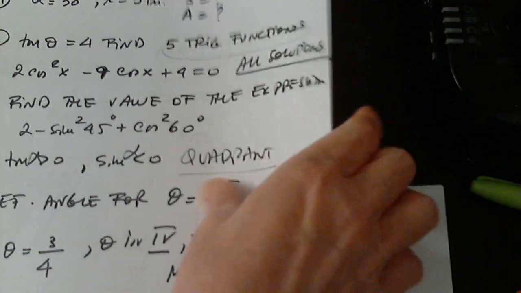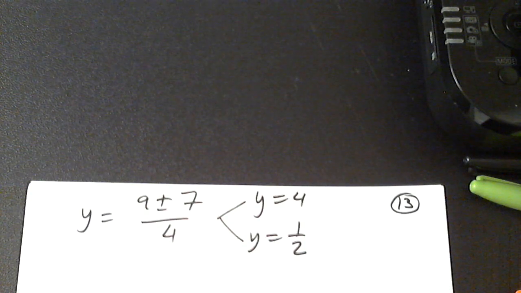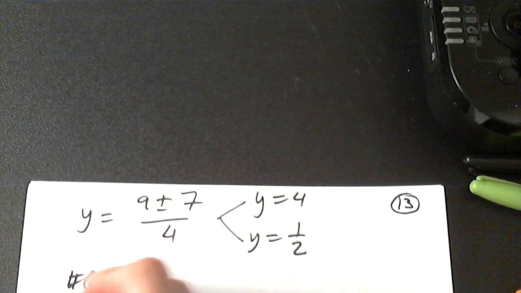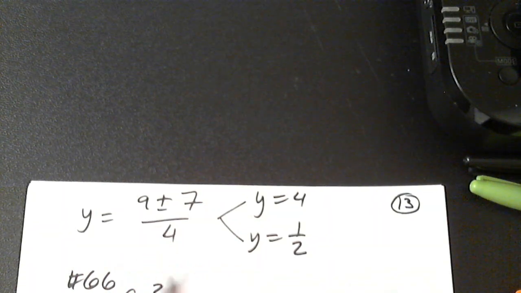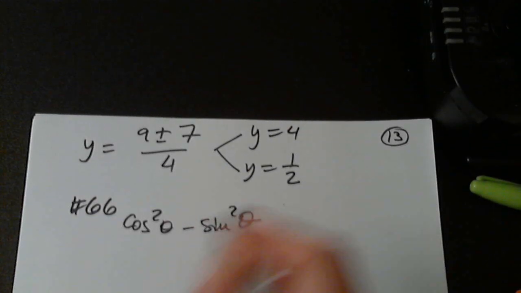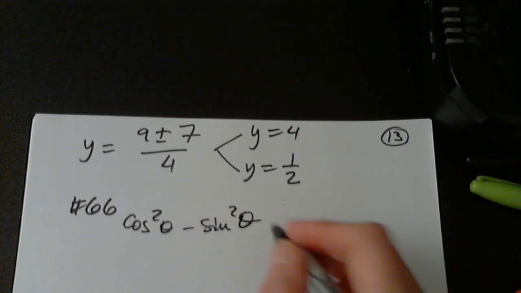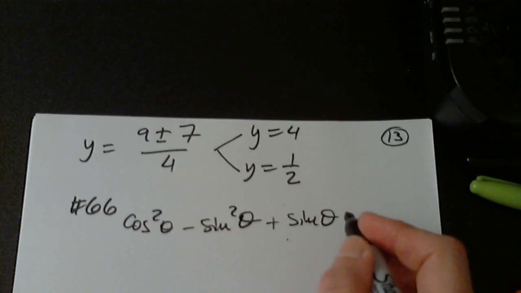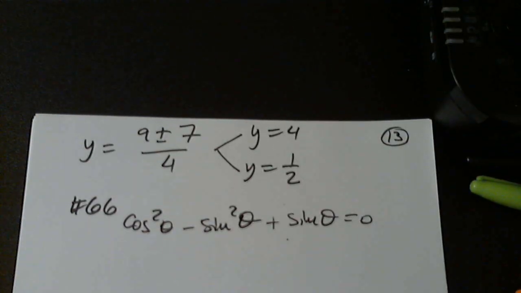Anyone? We finished 66. Okay, so in 66 we have cosine squared theta minus sine squared theta plus sine theta. I'm sorry, sine theta I meant to say. Good. So I just picked that. If you want to pick another way, we can.